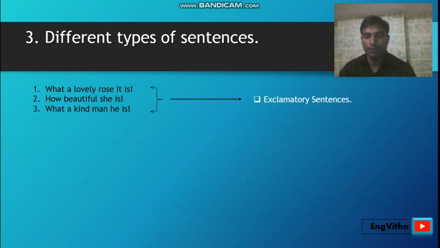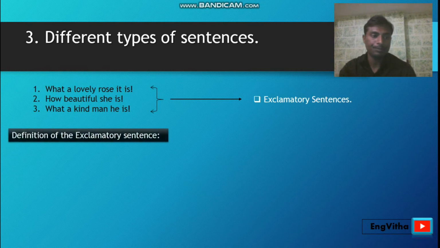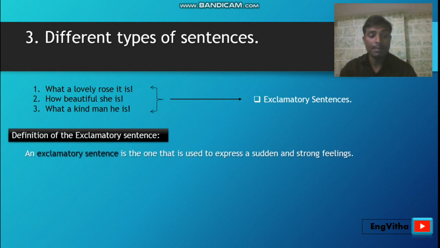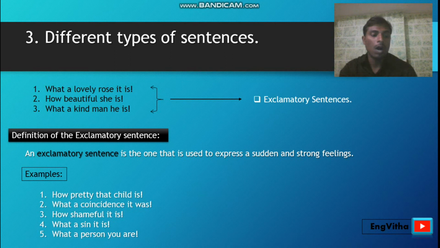So let us look at the remaining type. The remaining type here we have is exclamatory sentences. Let us define it as we did earlier. An exclamatory sentence is the one that is used to express sudden and strong feelings. Let us look at a few examples of this type. How pretty that child is. What a coincidence it was. How shameful it is. What a sin it is. What a person you are.